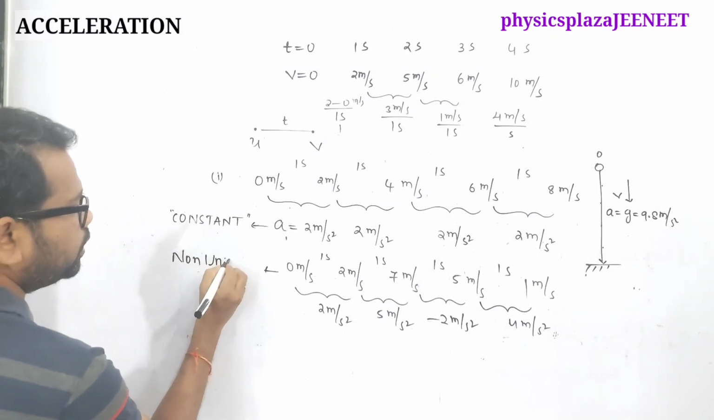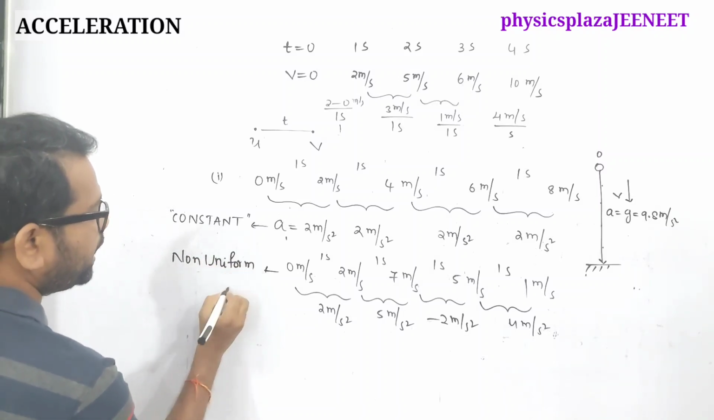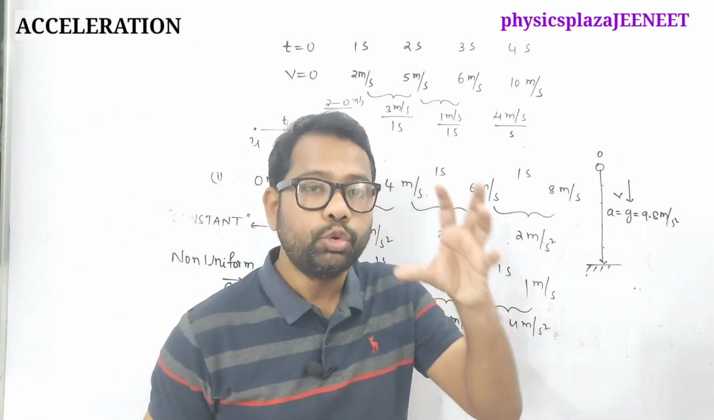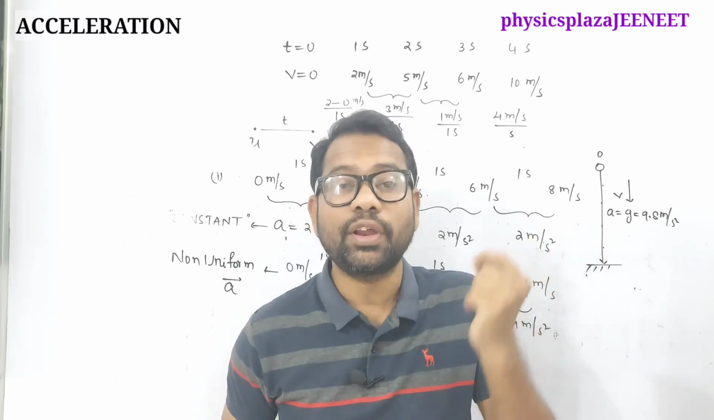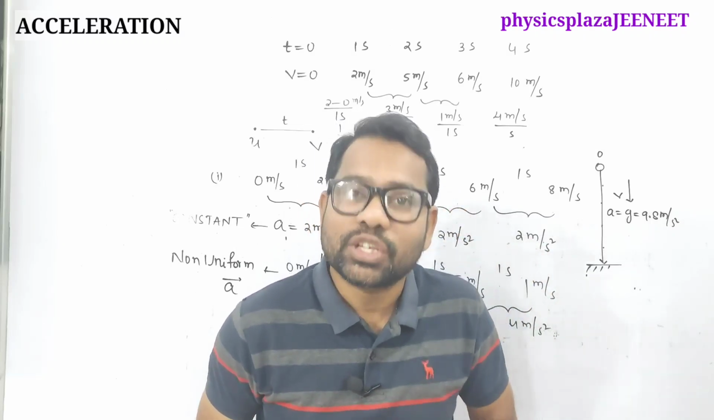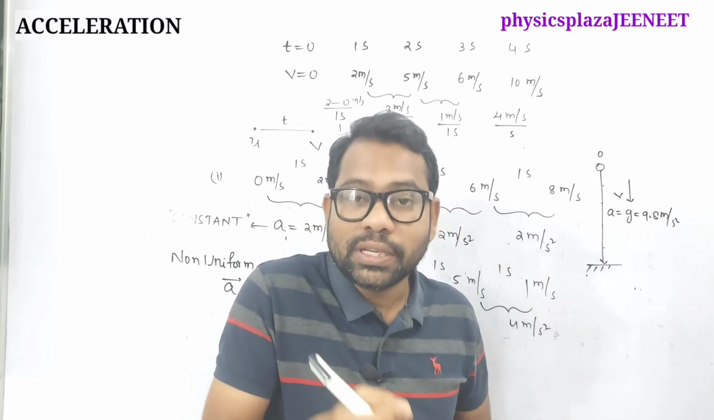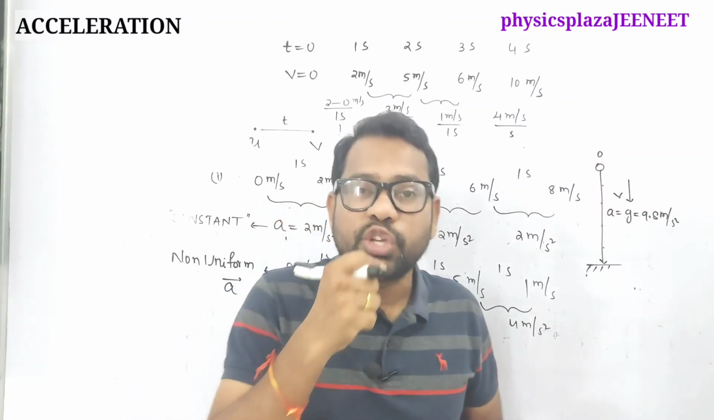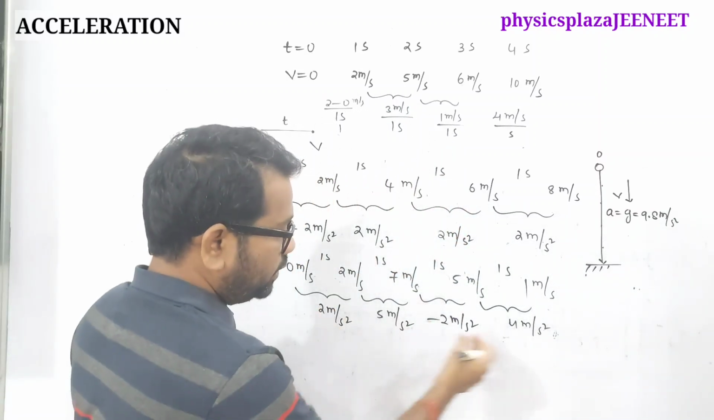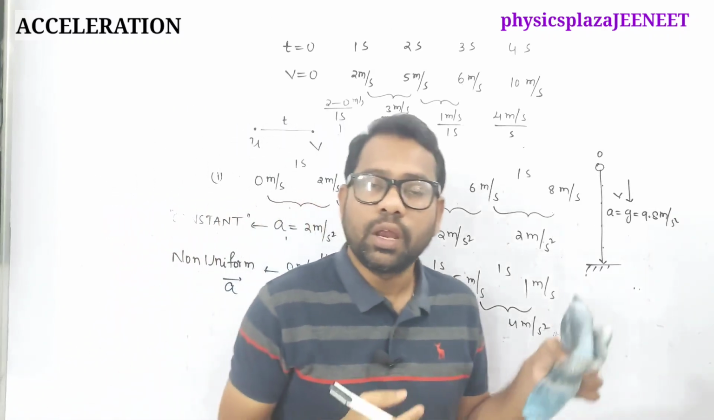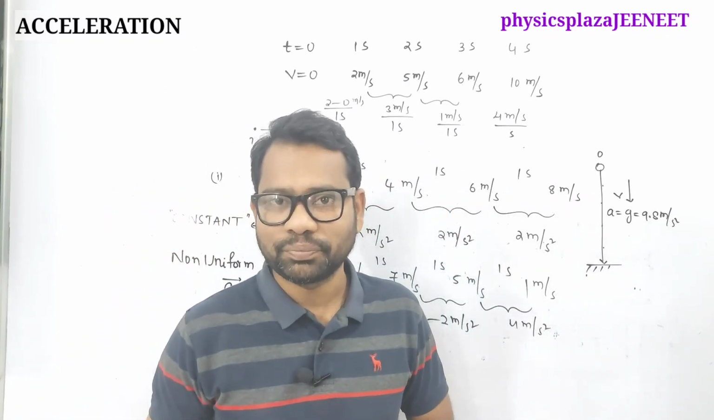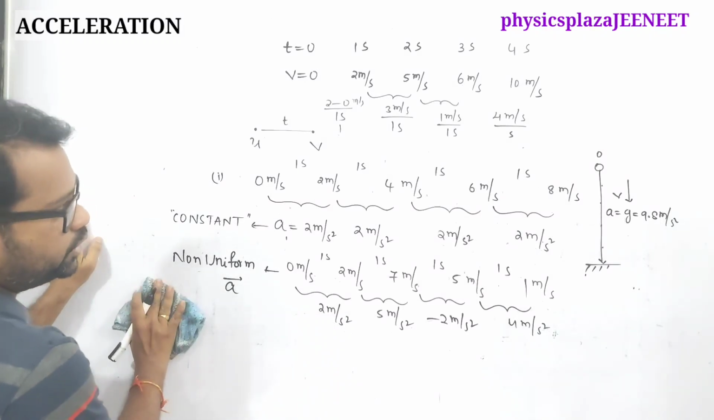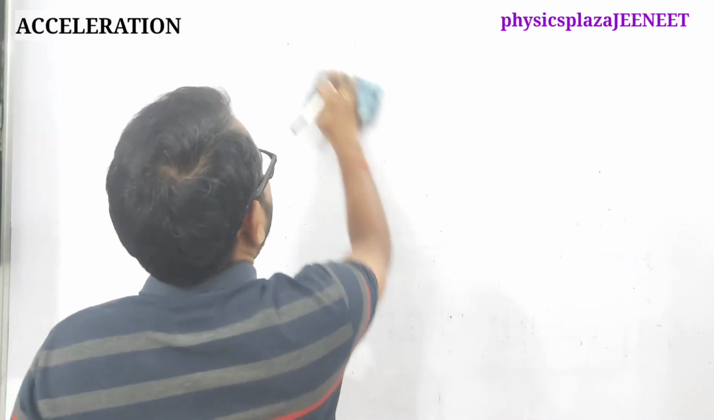We can call it a non-uniform acceleration. Children, you should not look at the velocity. You have to look at the change in velocity. That is what acceleration actually is. If the change in velocity is uniform, then you can say it is uniform acceleration. If the change in velocity is not uniform, like this example, it is called non-uniform acceleration. Is it clear? Just copy it.